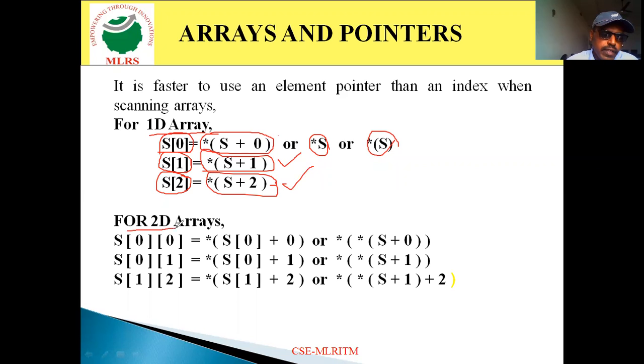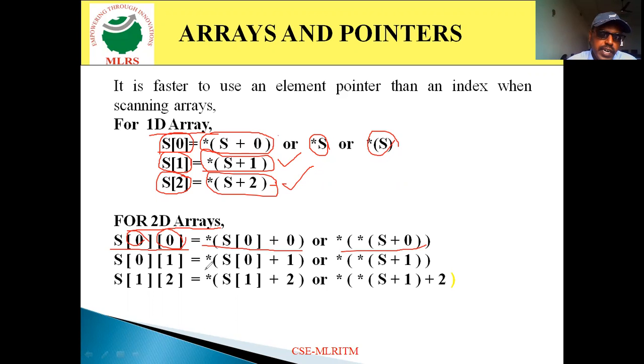Similarly, you can access the two-dimensional array values also. Generally, for two-dimensional arrays, we use the index values to access the array values. So here, instead of using the index values like 0, 0, 0, 1, 1, 0, 1, 2, we can use pointers. *(*(s plus 0) plus 0), or *(*s plus 0), which is used to access the first element in the two-dimensional array.